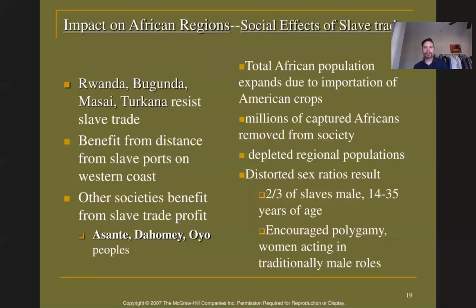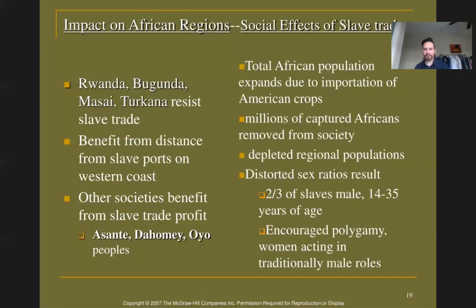But you also have the total African population expanding due to the importation of American crops. American crops bring a lot of nutritious food to the Africans, and so you actually have a population boom in Africa. Now a negative effect of the slave trade is that millions of captured Africans were removed from society. This depleted regional populations, and because most of the slaves coming over from Africa were male, you had a lot of communities in Africa where there weren't a lot of men.